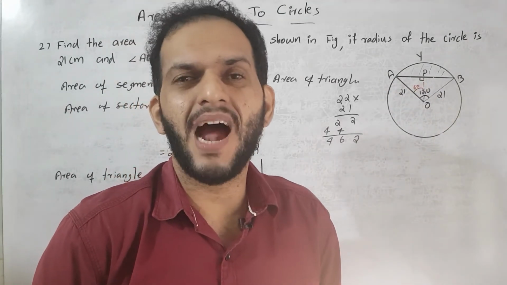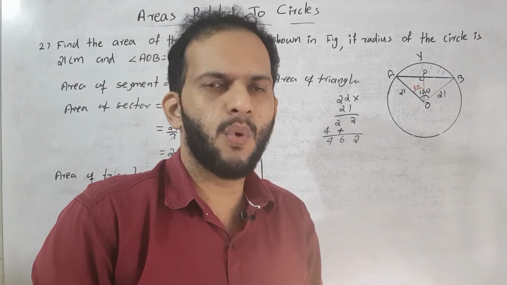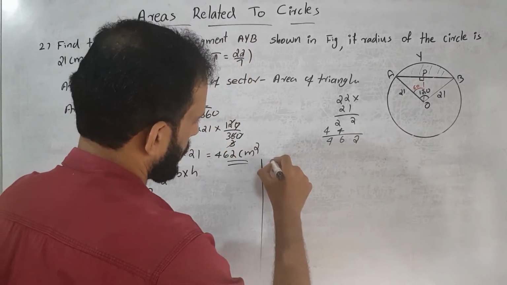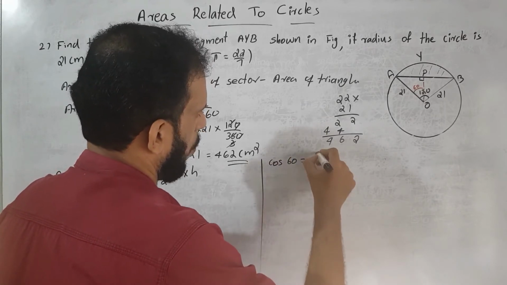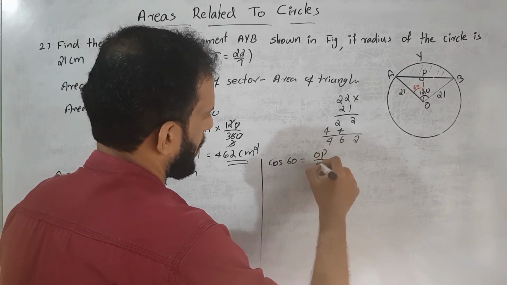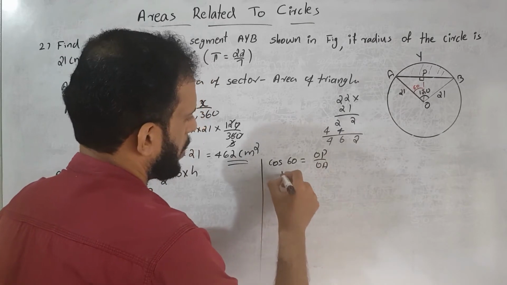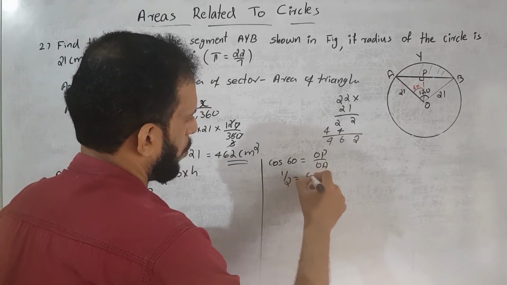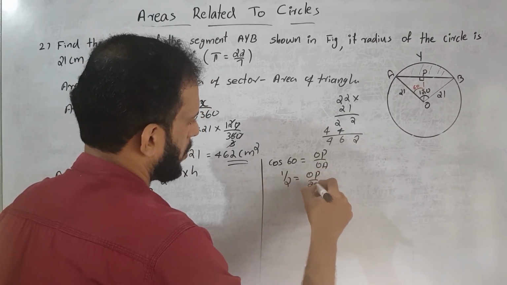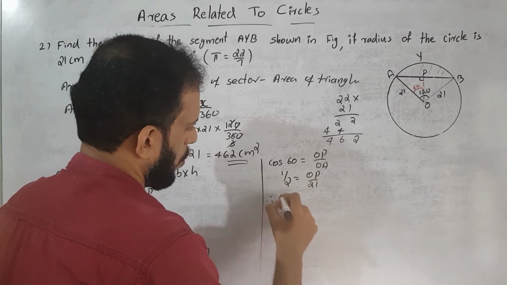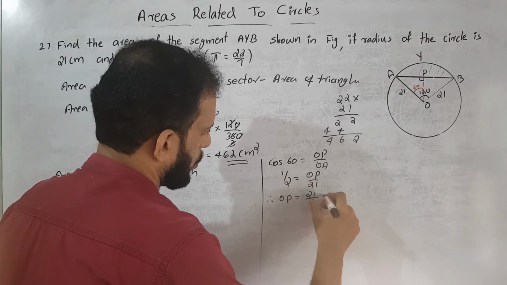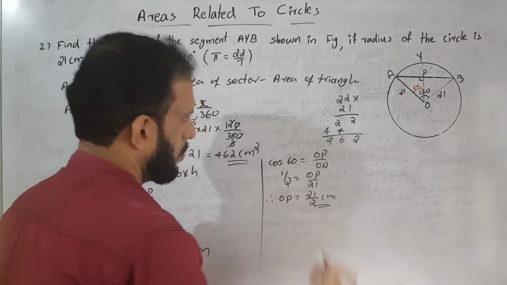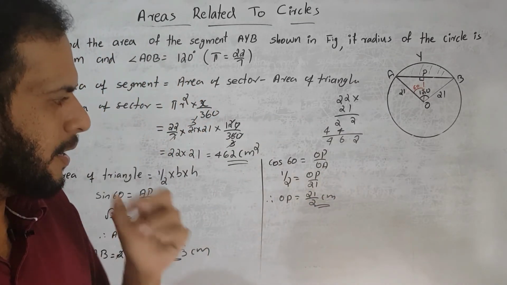The relation between the adjacent and hypotenuse is cos. Then cos 60 is equal to OP by OA. Then cos 60, we know the value is 1 by 2. Then OP by 21 equals 1 by 2. Therefore, OP is equal to 21 by 2 centimeter. That's enough, no need to divide.